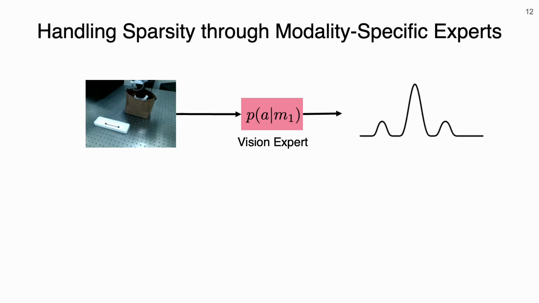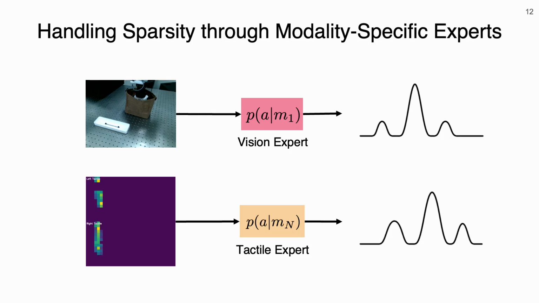Our approach addresses the sparsity problem through modality-specific experts. For each modality, such as vision, touch, or audio, we learn a separate action distribution that is conditioned only on that modality. This means that even if a modality provides a very sparse signal, it still has its own expert that can learn from and represent that signal effectively.